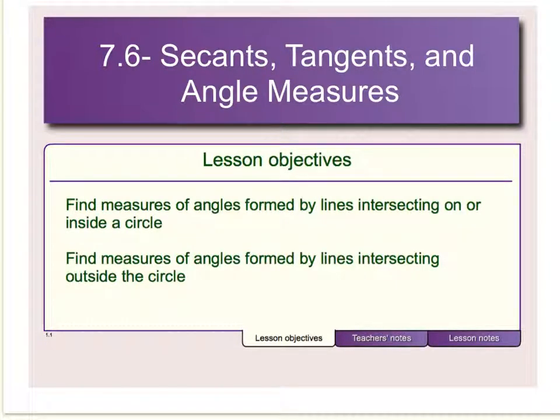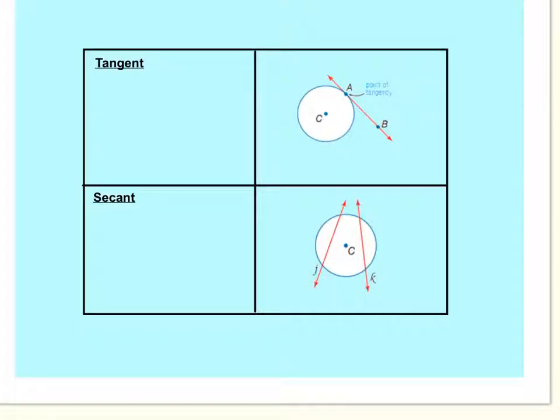This is Mr. Heeren talking to you about 7.6, secants, tangents, and angle measures. Basically, anything that can and will happen when two lines go through a circle. So that's kind of what we're talking about. You've got to figure out what happens with lines intersecting inside a circle, and what happens when angles are formed outside of the circle. So let's get into it and see what we've got.